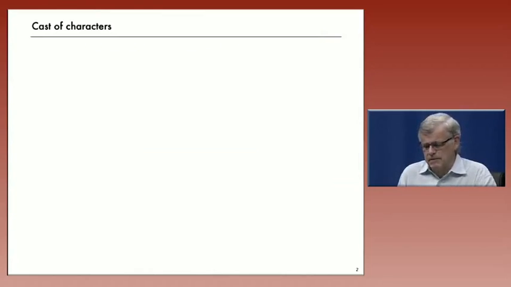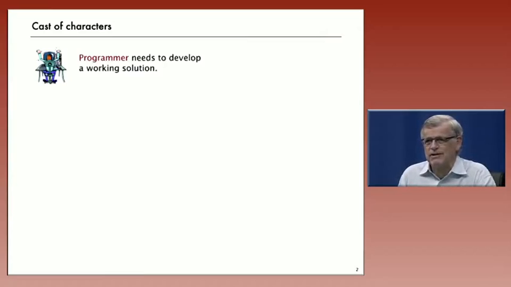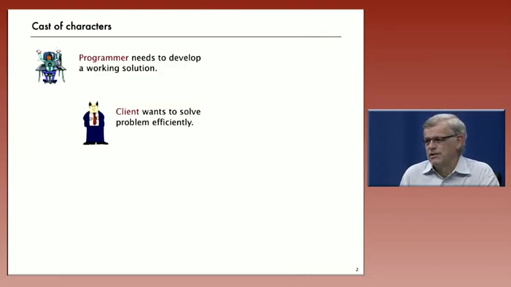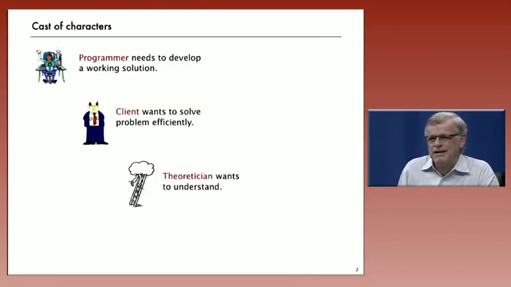So to put this all in perspective, we're going to think about these issues from the point of view of different types of characters. The first one is a programmer who needs to solve a problem and get it working and get it deployed. Second one is the client who wants to use whatever the program did to get the job done.